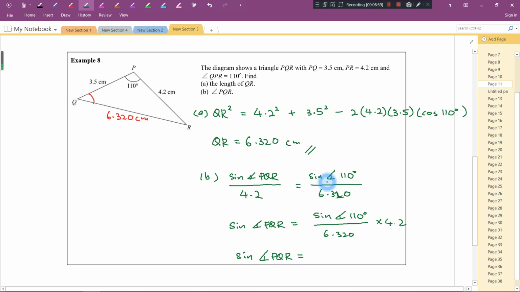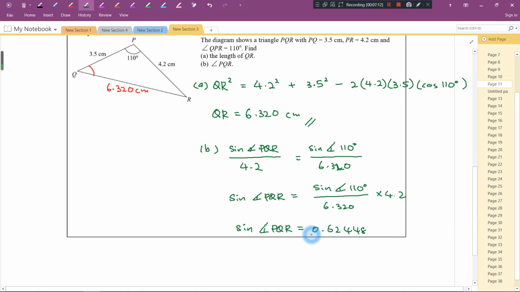Let me press the calculator first. Sine 110 divided by 6.32 times 4.2 gives 0.62448. I take 5 decimal places, then it will be more accurate.